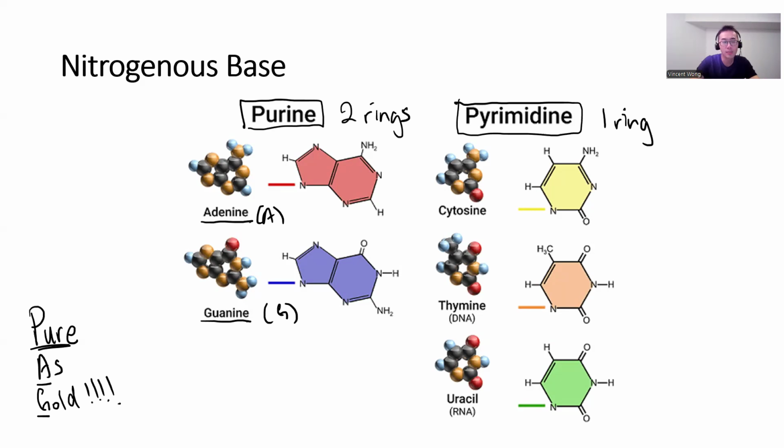So the nitrogenous base is part of the nucleotide, right? The nucleotide is the whole thing: the phosphate, the sugar, and then we got the base. The base can be one of these things: A, G, C, T, or U. Remember, T is only in DNA, and U, uracil, is in RNA only.